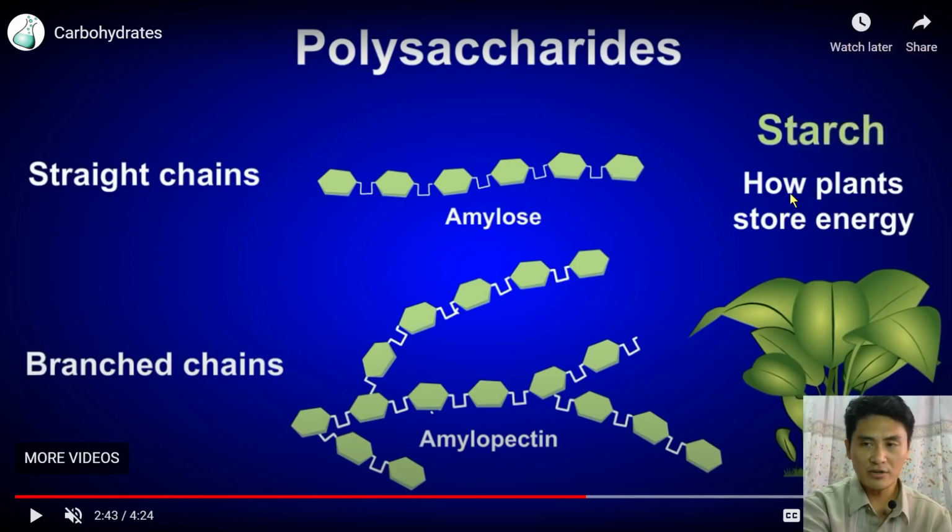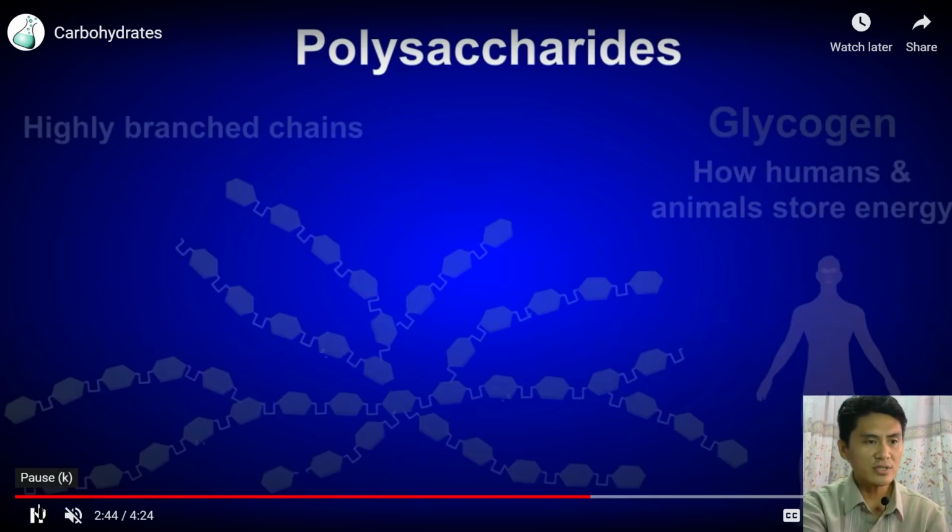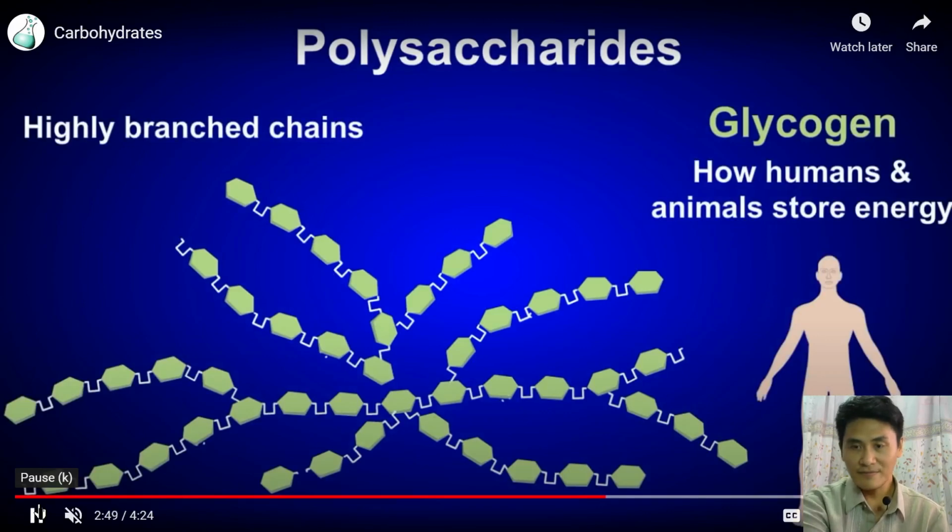Both of them can be called a starch. So starch can refer to amylose, starch can also refer to amylopectin, right? But that's plants. How about animals? Animals do store energy also, glucose. So that is glycogen. Okay?